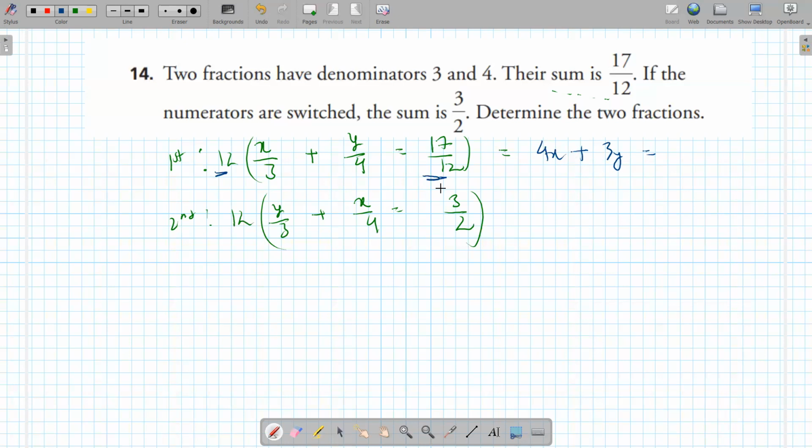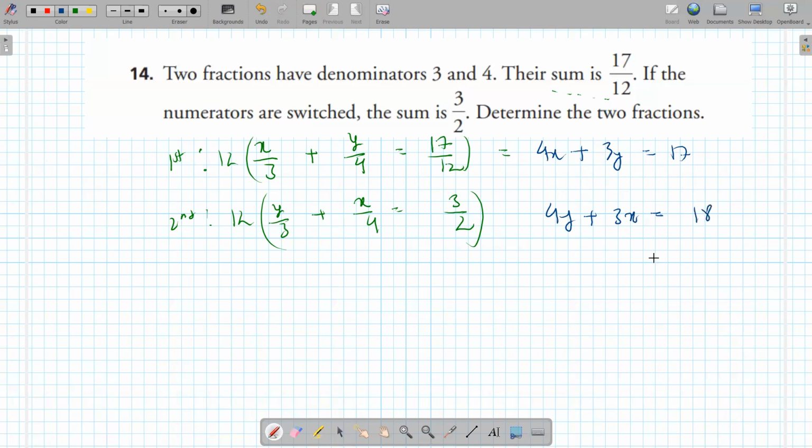12 times 17 over 12. It's just 17, right? There you go. That's your first equation. The next one, 12 times y over 3 is 12 over 3, 4y. 12 times x over 4 is 12 over 4, 3x. And 12 times 3 over 2 is 18.